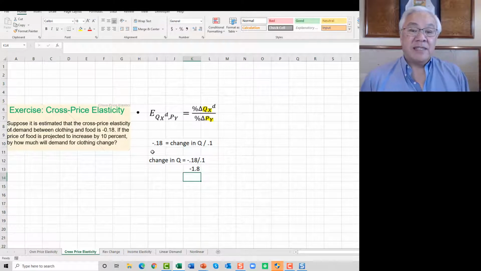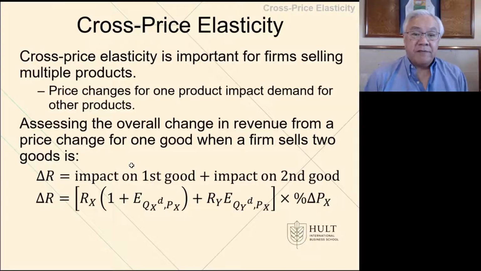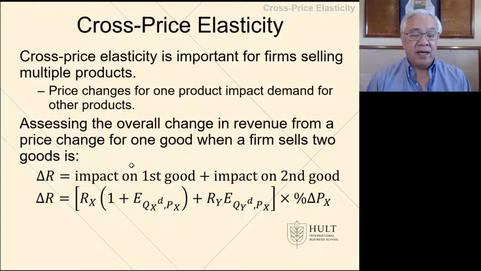And that result is 1.8. What does this mean? That means if the price of food increases by 10%, it's going to change our demand for clothing by negative, it's going to go down, by negative 1.8%. So that's how we could use cross-price elasticity. There's another use of cross-price elasticity. What happens if you're a firm that has multiple products? You want to know what is the impact of changing the price on one product on the other product. And here's an example of how that is derived.